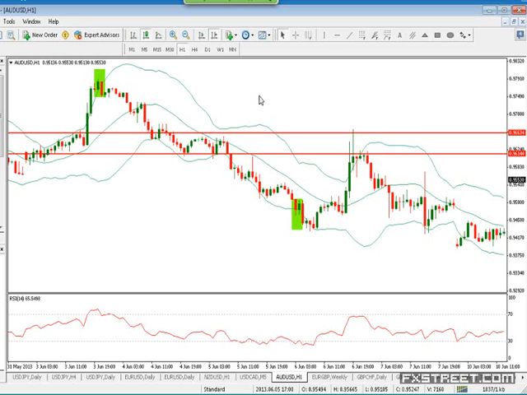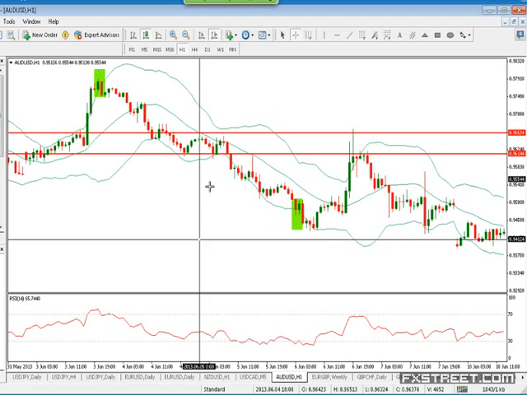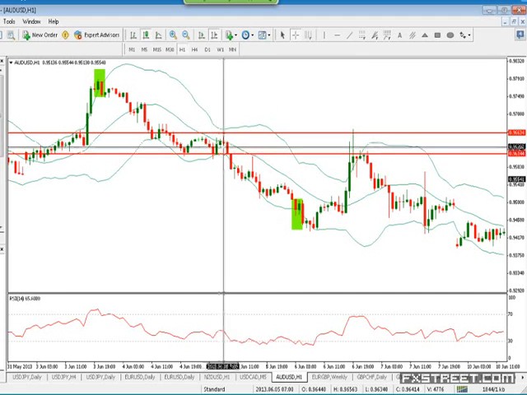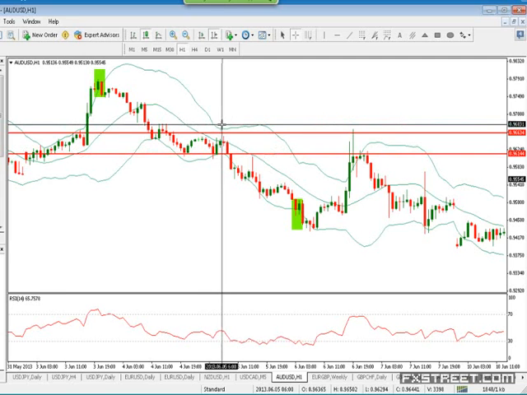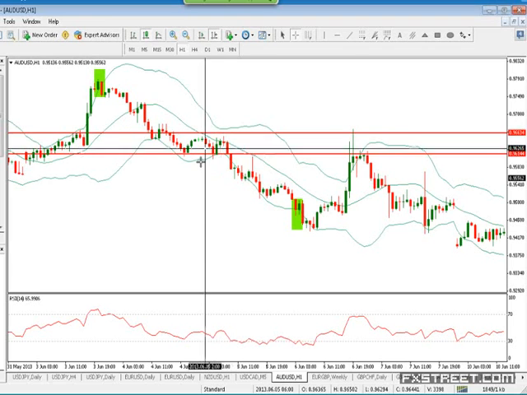Since it's walking the bands, we want to ride the trend. Now look at the RSI. Now if you look at the RSI over here, what told me that on this contraction of the bands, price is going to make a move? Is it going to go up or is it going to go down?